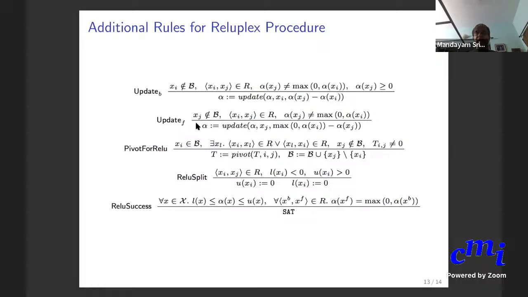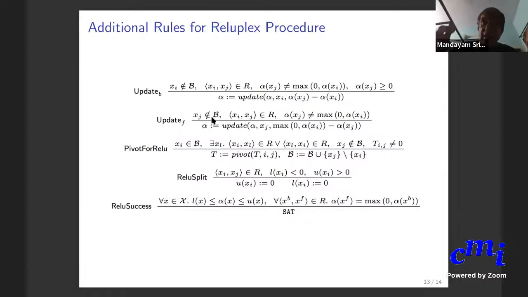Now, the other case is when the corresponding forward variable is non-basic. That is when you, if it's non-basic, because it follows.